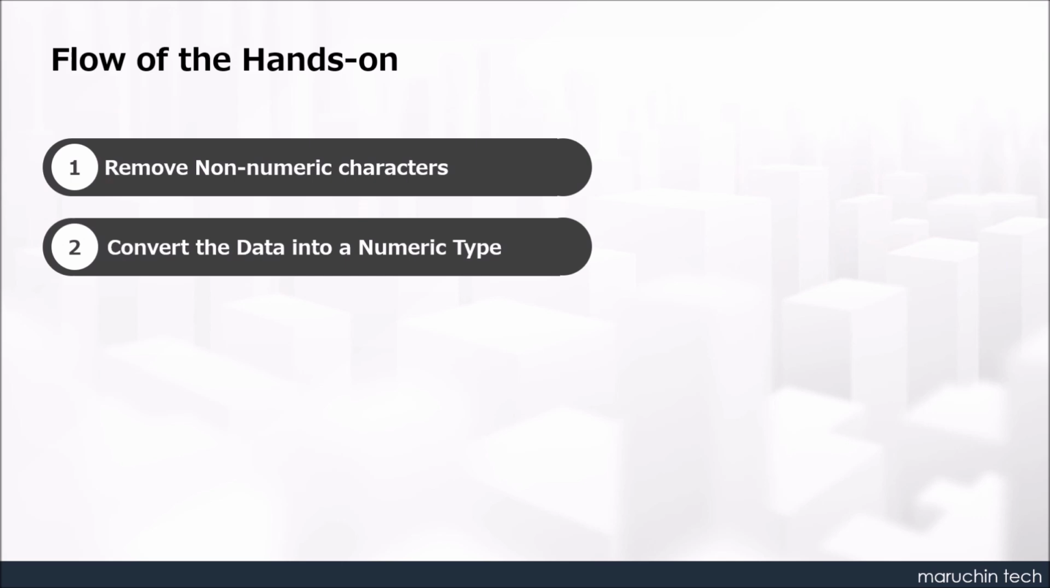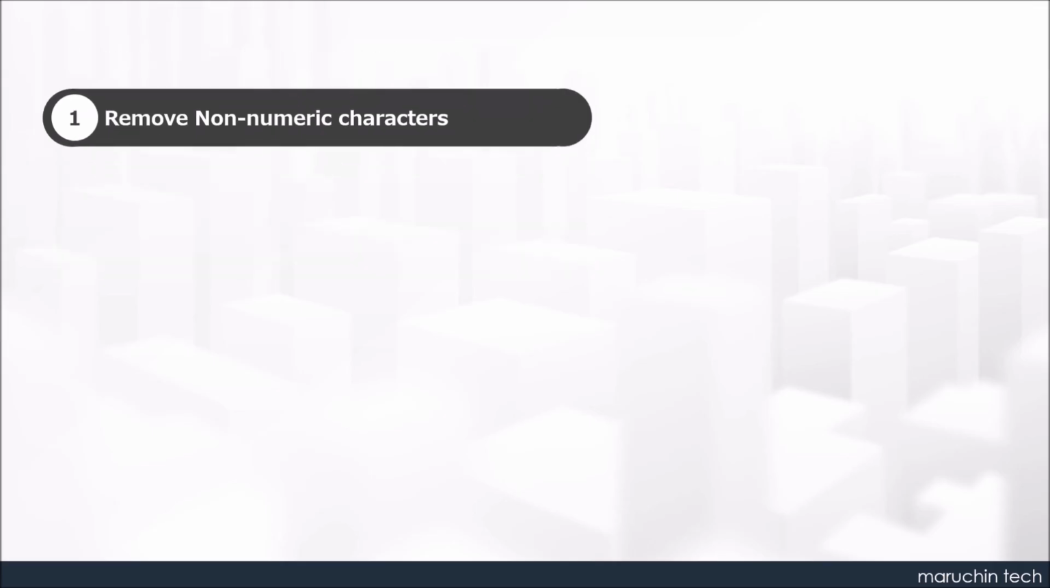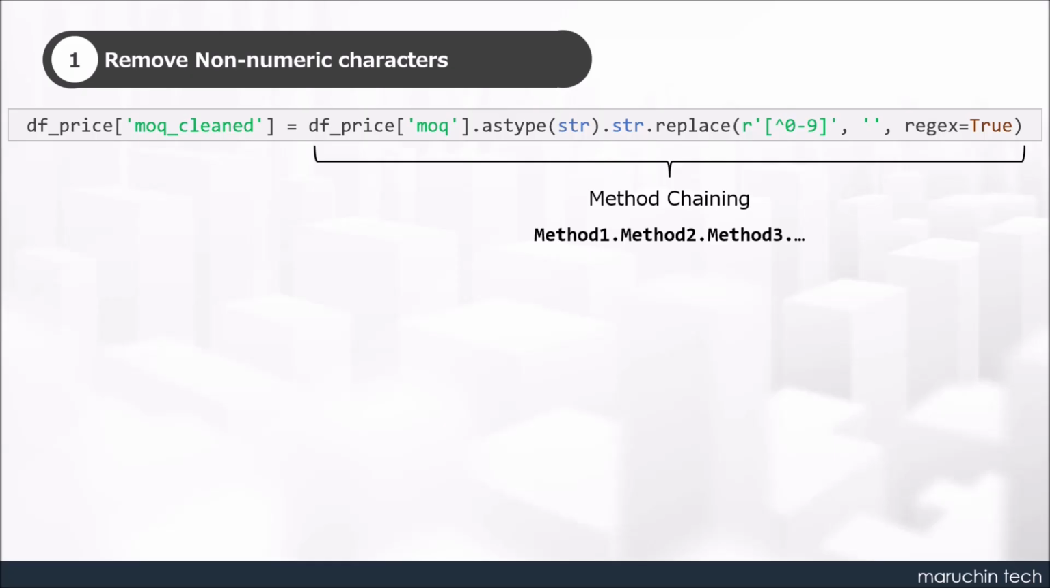Here is the workflow for this hands-on. First, we will remove non-numeric characters. In this case, the text 100 pieces is included, so we will remove pieces. Next, we will convert the data into a numeric type. First, here is the program code to remove non-numeric characters.